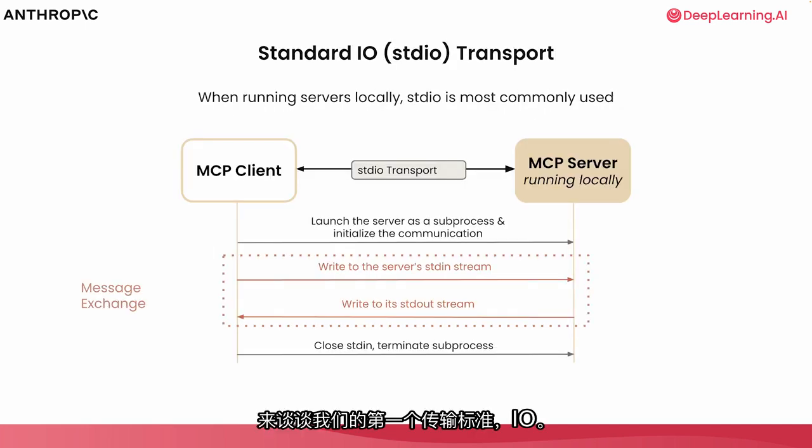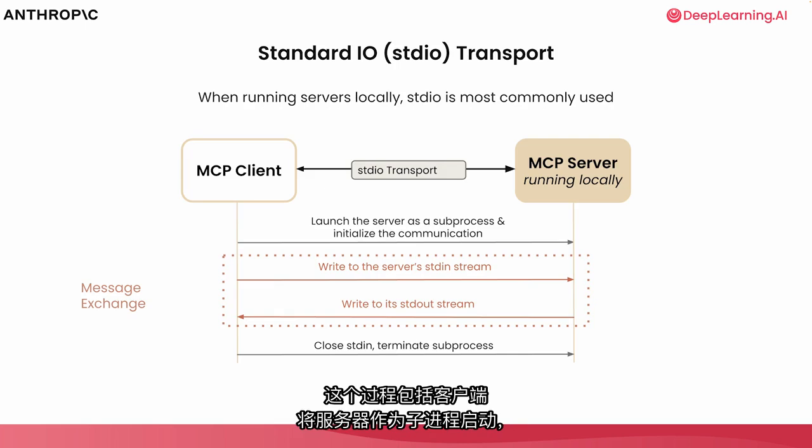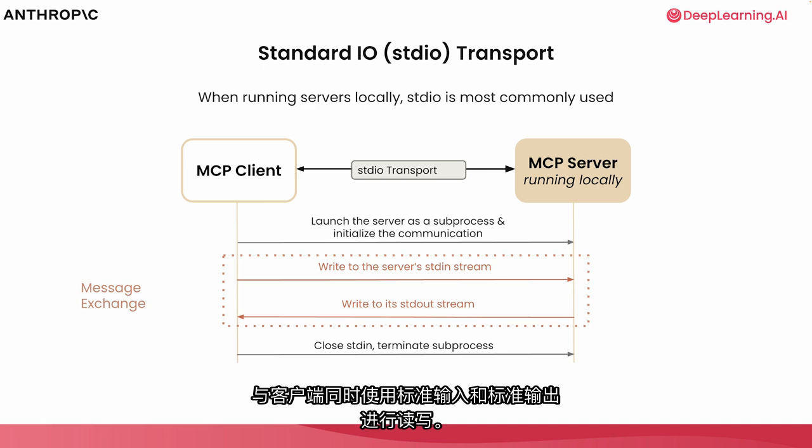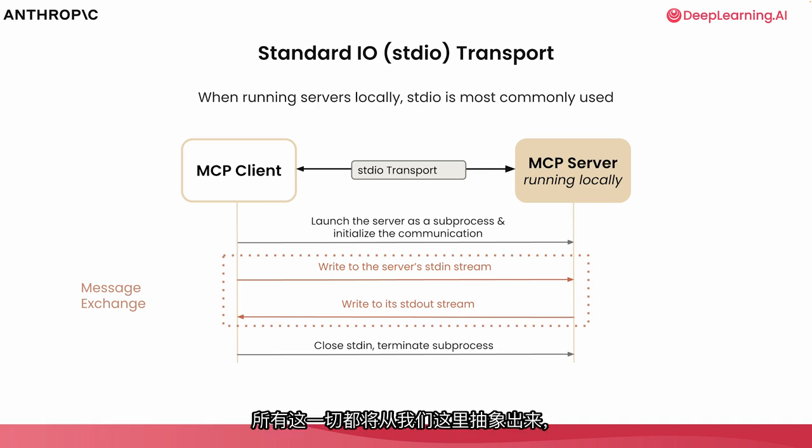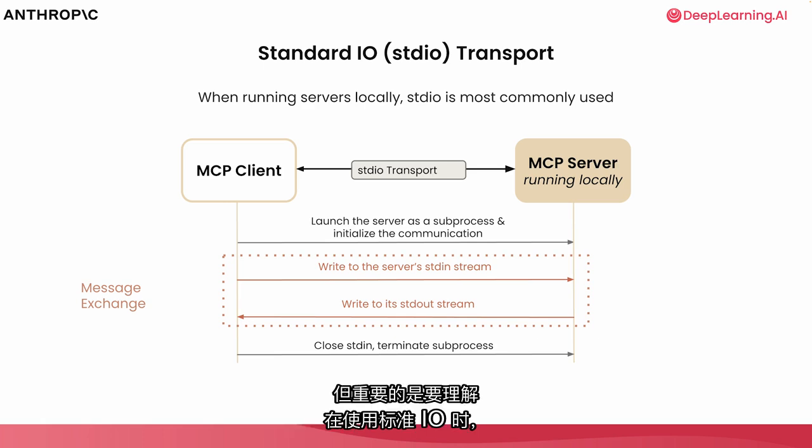To talk about our first transport, standard I/O, the process involves the client launching the server as a subprocess, and the server reading and writing alongside the client with standard in and standard out. All of this is going to be abstracted away from us, but it's important to understand when using standard I/O that this is most commonly what's done when running servers locally.